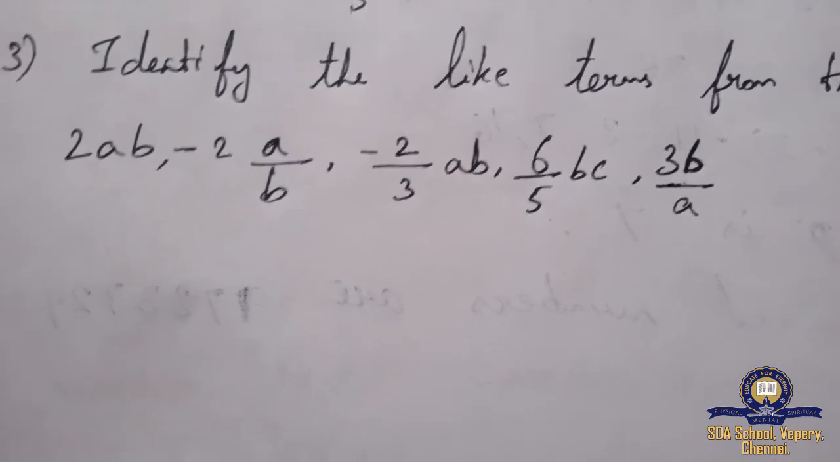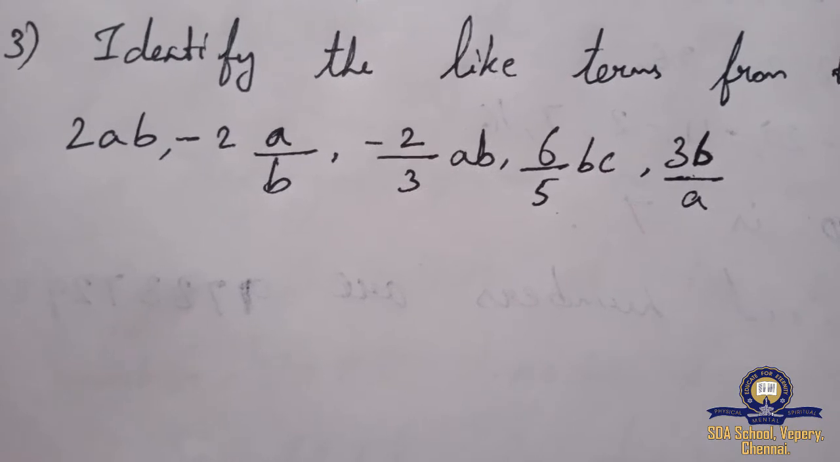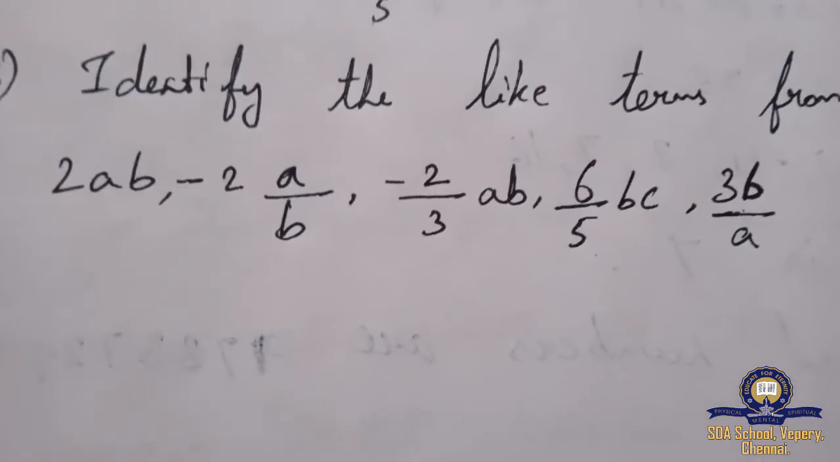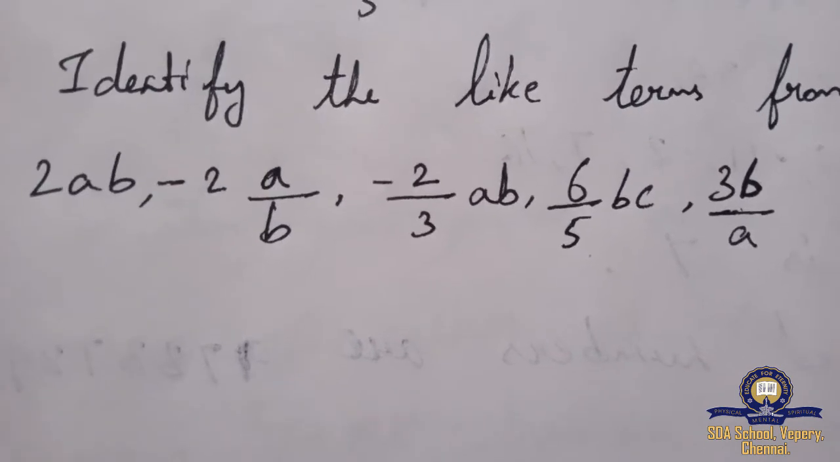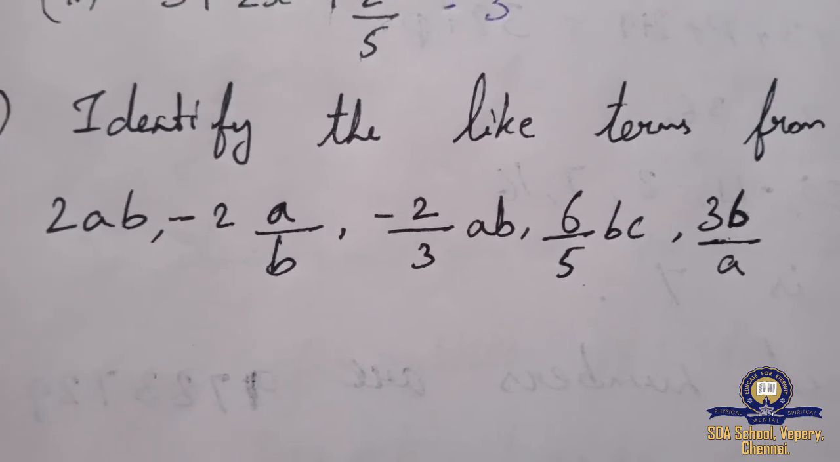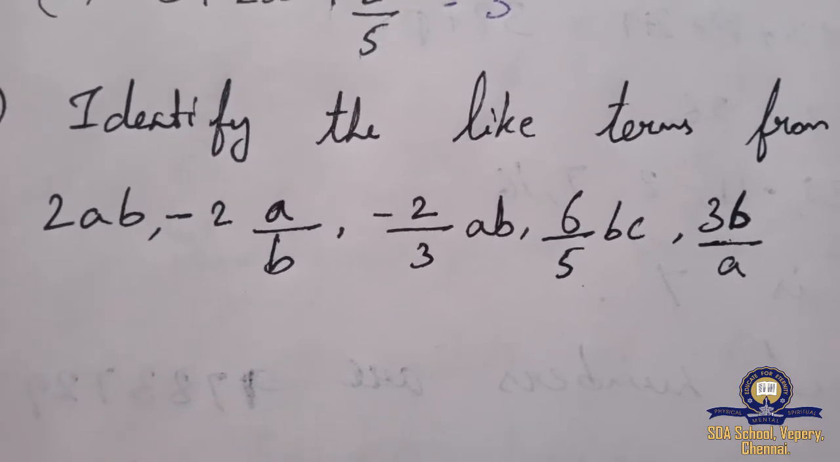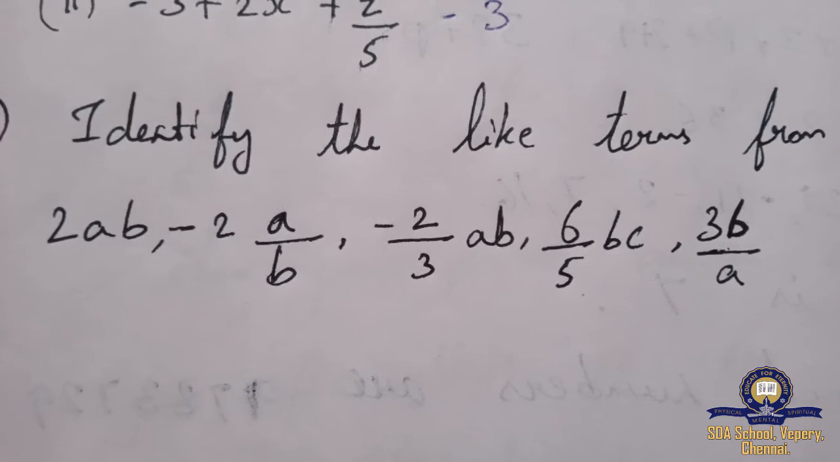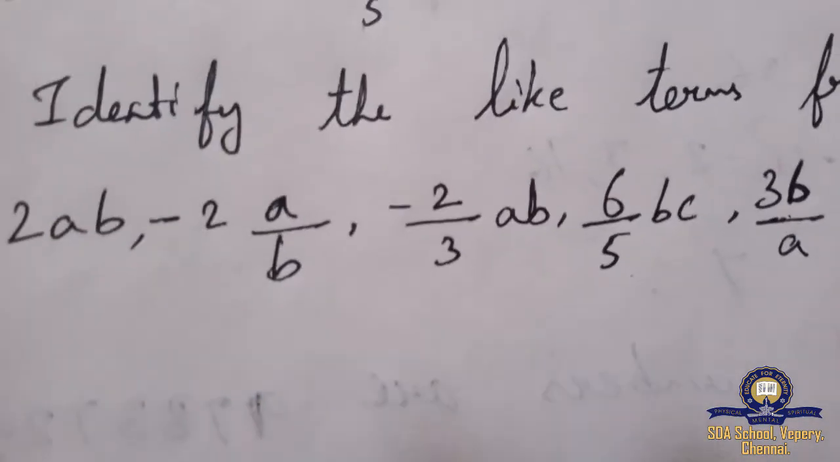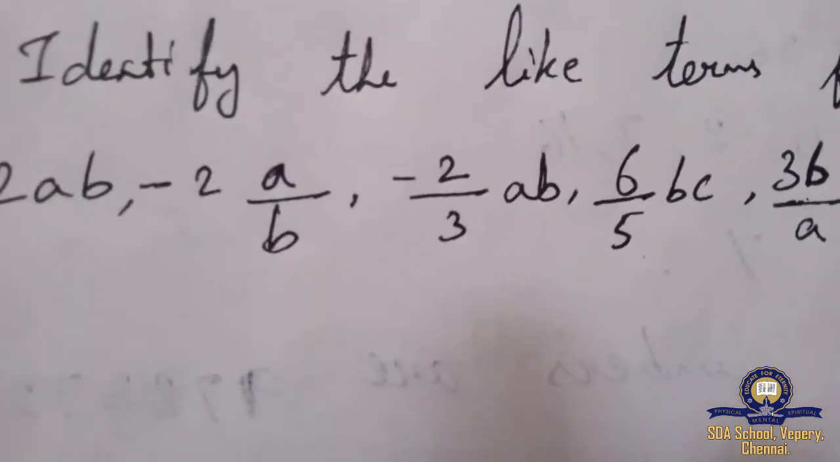The first term is ab. Let's see which other term is also ab. Yes, the like terms are 2ab and minus 2 by 3ab. So the like terms are 2ab and minus 2 by 3ab.